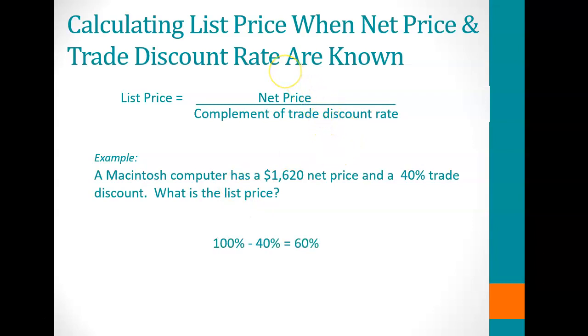So in our example again, with a 40% trade discount, the complement is going to be 60%. So if you take your net price, divide that by 0.60, that would give us the list price of $2,700. So if I know any two of these variables, list price, net price, or the complement of the trade discount rate, then I can solve for the unknown.